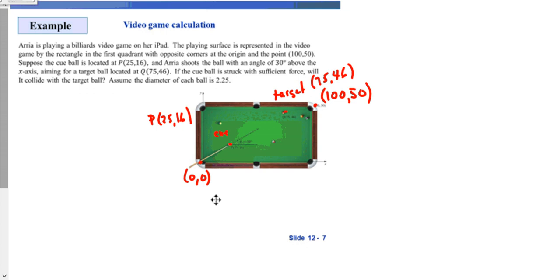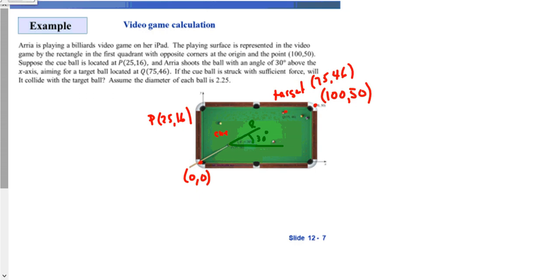Okay, now she's decided that her shot needs to be at an angle of 30 degrees with the horizontal. So this is our horizontal, and this is her line of shot that she's going to make, at an angle of 30 degrees above that horizontal. Her goal is to find out if she's going to hit that target ball. So we're going to assume that her line of shot is the line L.